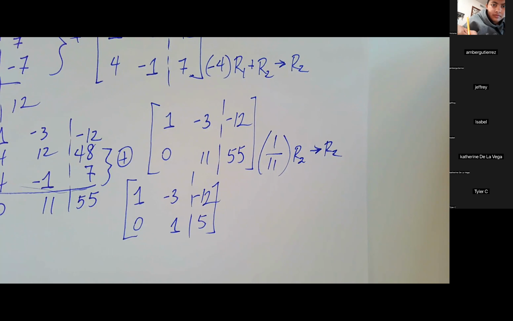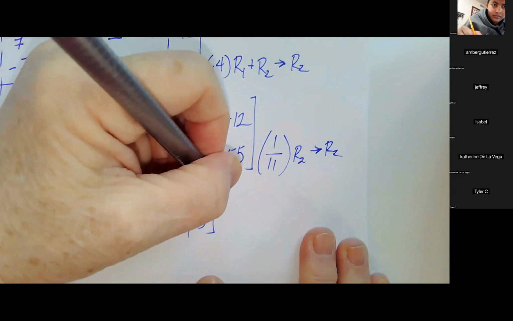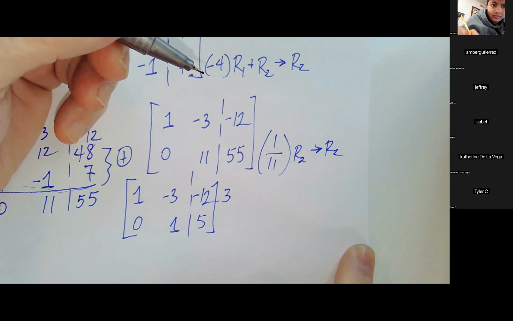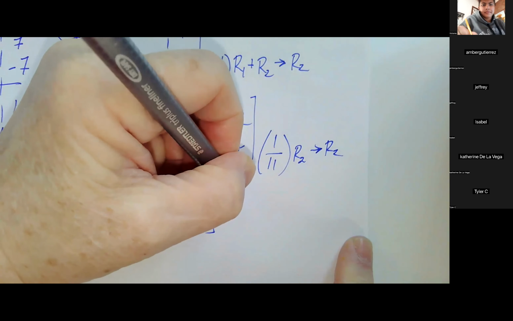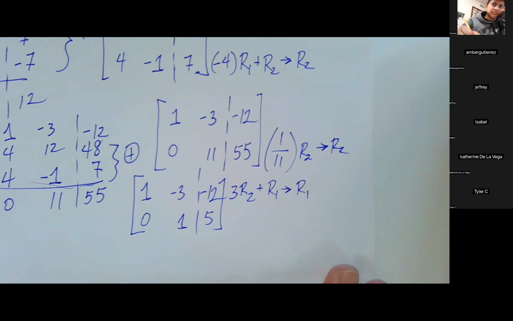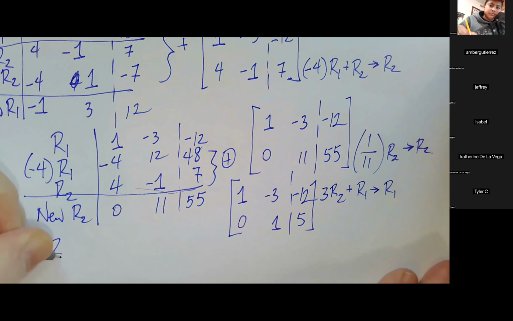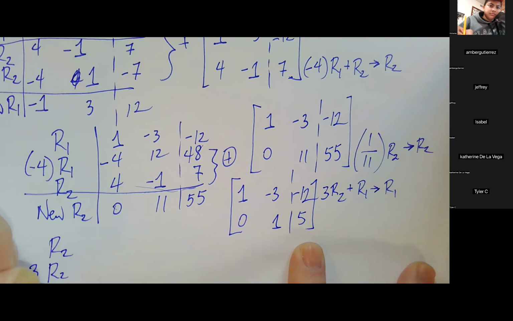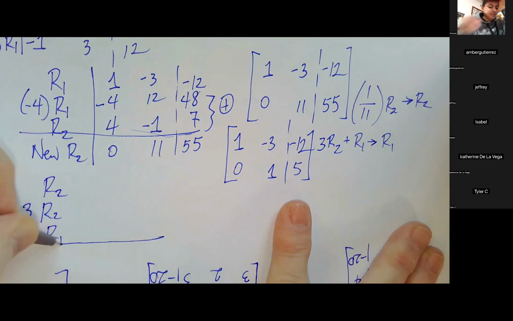We want the -3 to equal 0. Good. And what do we want to add to -3? +3. Good. And what row can we use, or should we use? Row 2. Perfect. All right, so we've got 3 times row 2 plus row 1 as the new row 1.